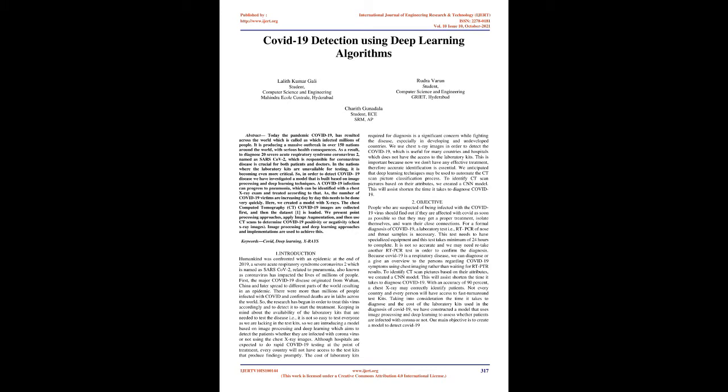1. Introduction. Humankind was confronted with an epidemic at the end of 2019, a severe acute respiratory syndrome coronavirus 2, which is named as SARS-CoV-2, related to pneumonia, also known as coronavirus, has impacted the lives of millions of people. First, the major COVID-19 disease originated from Wuhan, China, and later spread to different parts of the world, resulting in an epidemic. There were millions of people infected with COVID, and confirmed deaths are in lakhs across the world.